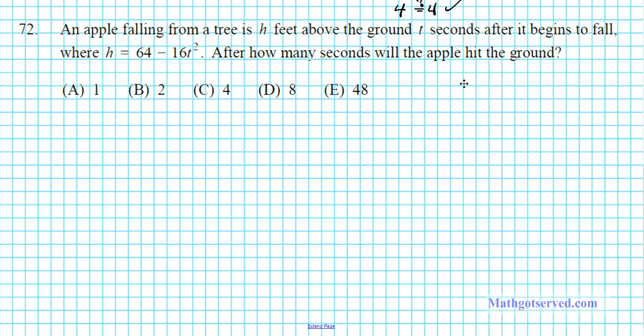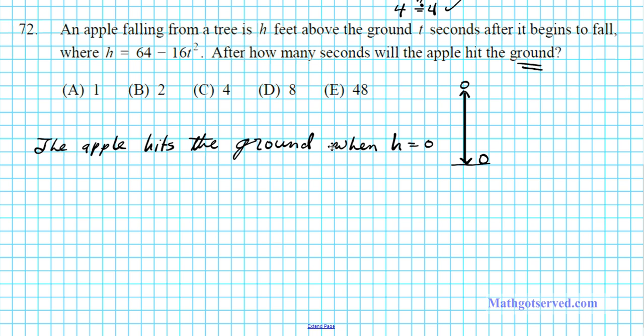Let's say this is the apple, and this is the ground, and this is the initial height, h initial, which is basically 64 if you look at the equation. So when it's on the ground, how high is it from the ground? It's 0 feet from the ground. So whenever you're asking when it hits the ground, all you're asking to do is solve the equation when h of t is equal to 0. So the apple hits the ground when h equals 0.